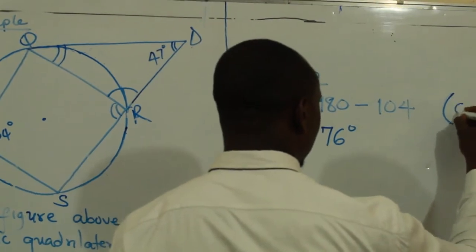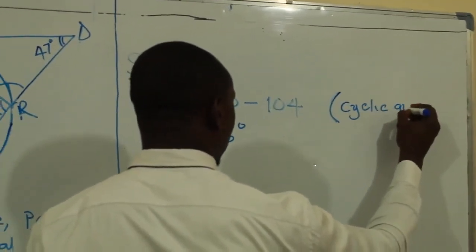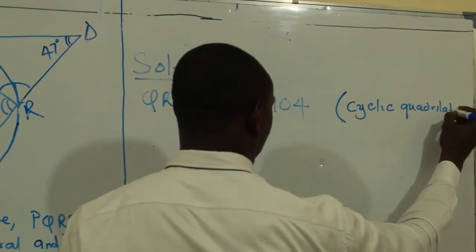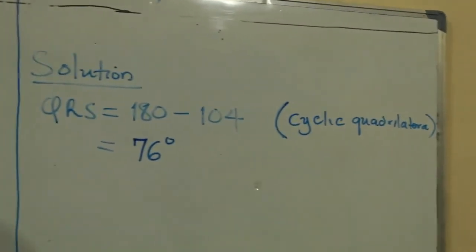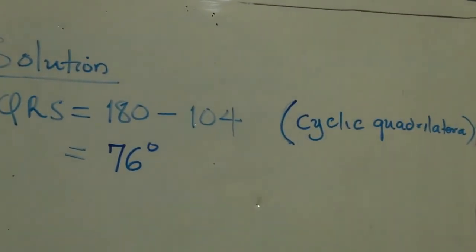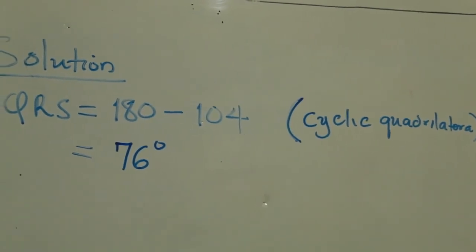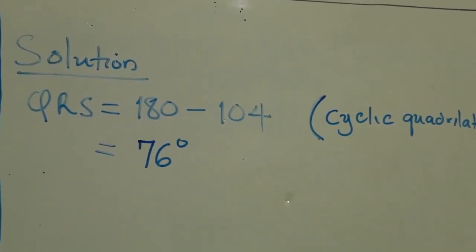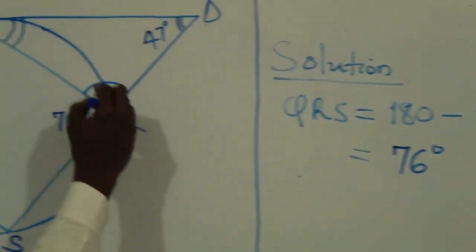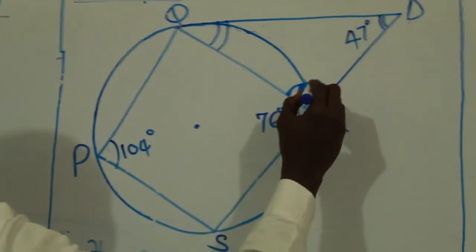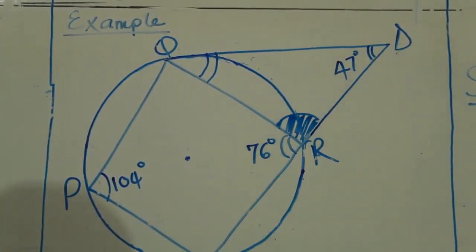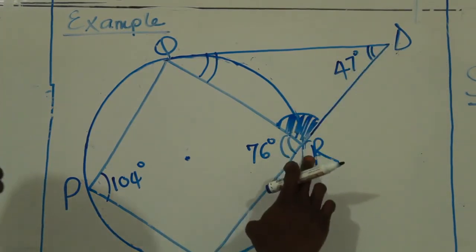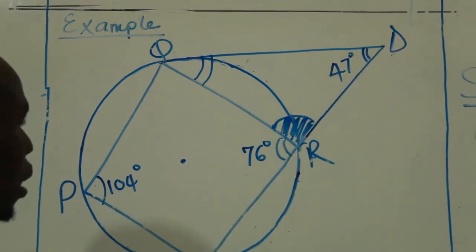And the reason for it is a cyclic quadrilateral. You should always write your reasons when you're solving questions around circle geometry. It carries some important marks. So now that I've gotten this part to be 76, I can get this other side of the triangle. This part can be gotten knowing that this is a straight line. SRD is a straight line. It said in the question that SR is produced to D, so that makes it a straight line.